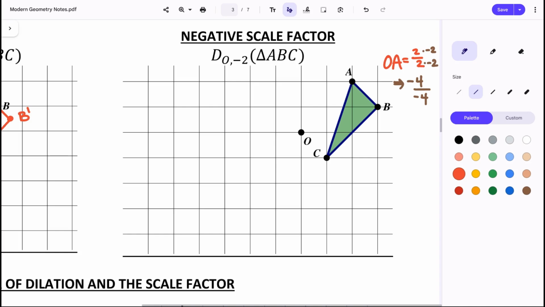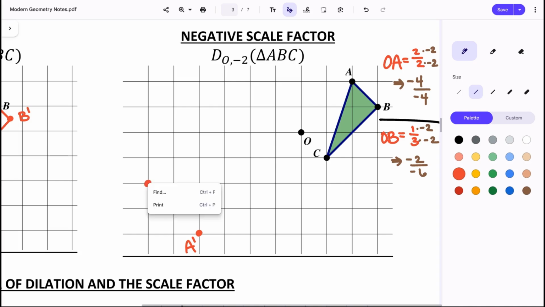Again, from O, I'm going to count down 1, 2, 3, 4, and left 1, 2, 3, 4. And this is my A prime. Okay, how about O to B? If we multiply both of those by -2, -2, 6. Good. So then from O, go down 2, left 6. And that's B prime.